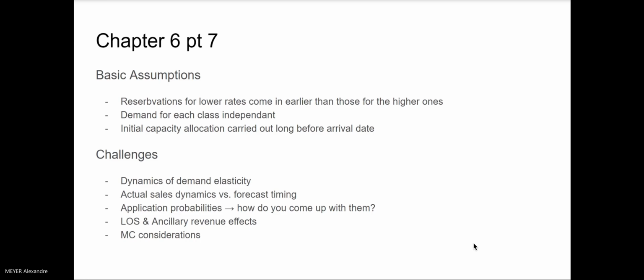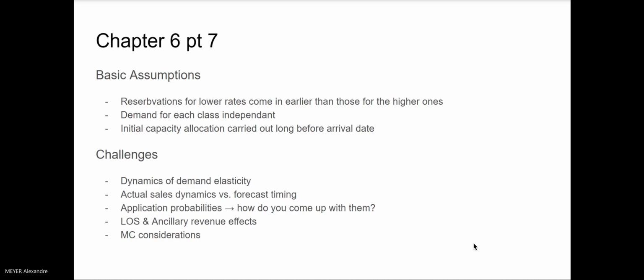The main challenges are the dynamics of demand elasticity. Remember that some people can be very, very sensitive to price. So you must understand that small changes in price could turn away some guests. Actual sales dynamics versus forecast timing. So obviously, if you forecast for 2 months ahead, the actual sales might differ. There might be an event, there might be something happening, there might be an external factor that affects the actual results compared to the forecast.